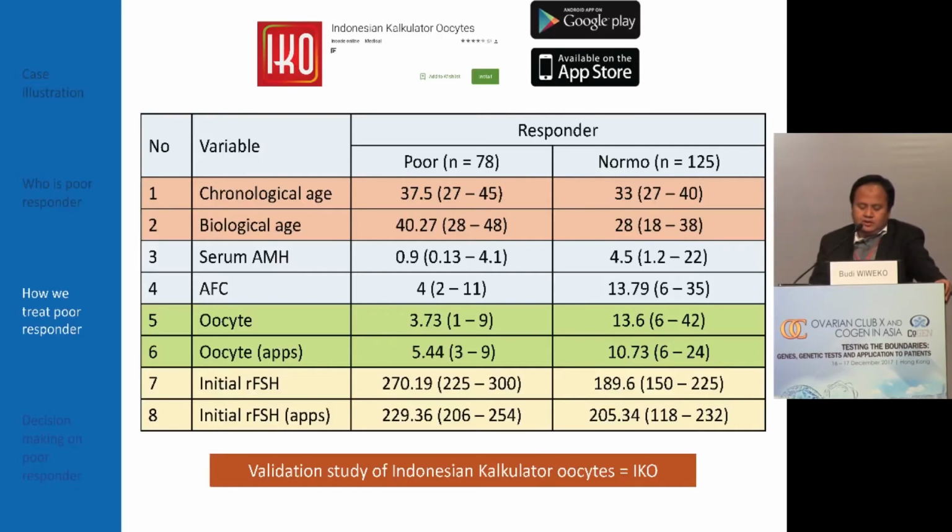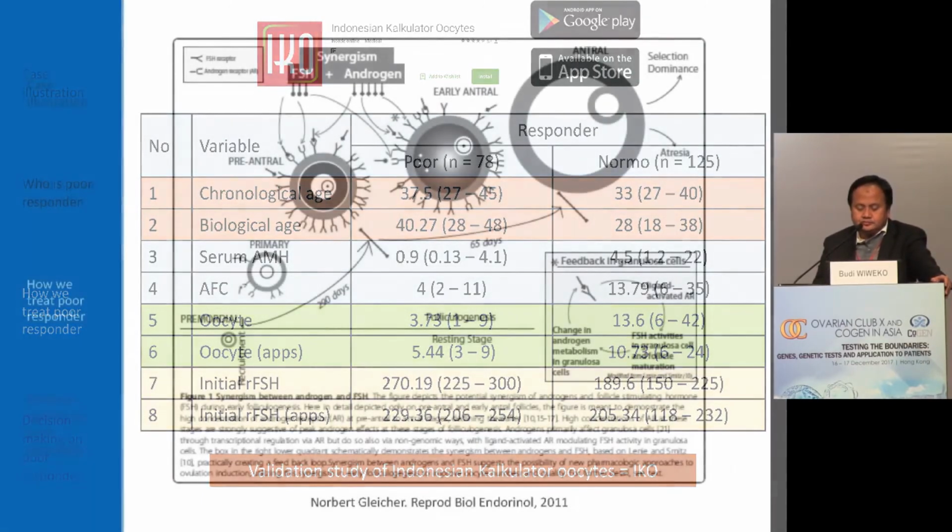In the poor responder group, the initial recombinant FSH is around 270 in the median, compared to the around 230 that the app recommends. And in the normal responder, the dosage is lower compared to the prediction from the mobile application. So now the study is still ongoing, and we are trying to analyze why there is a gap between the real data and the prediction from the calculator.